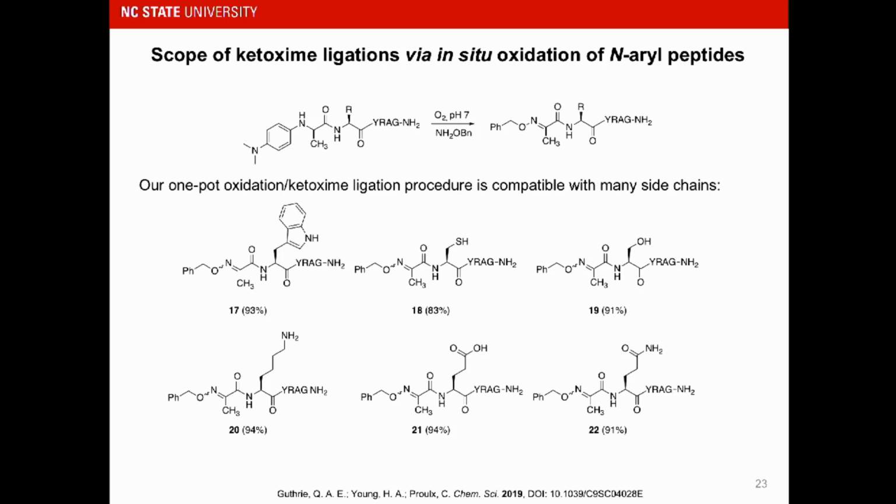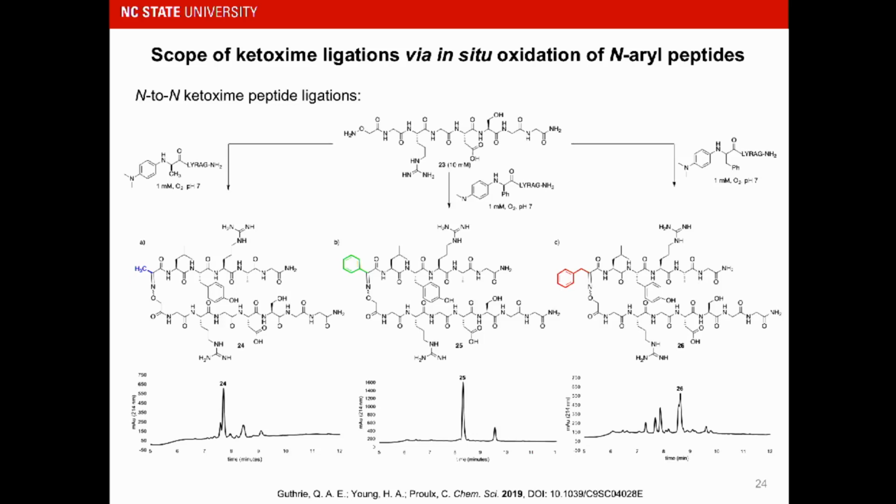I've shown you that this was compatible with methionine earlier, but in the context of our ketoxime ligation reaction we also tested other amino acids such as tryptophan, cysteine, serine, etc. It really works beautifully for all of these different types of side chains, usually with greater than 90% conversion to your desired ketoxime. Then we moved on from the small molecule and did end-to-end ligations of 2 different peptides, just to show that this works pretty well.